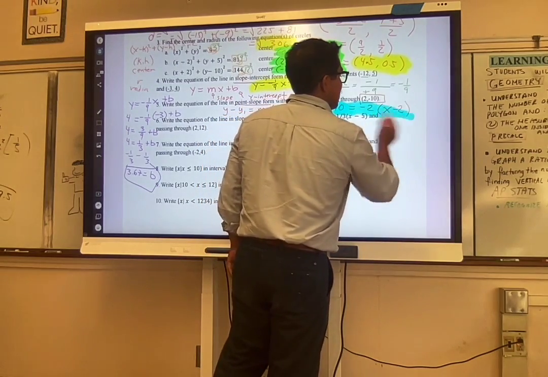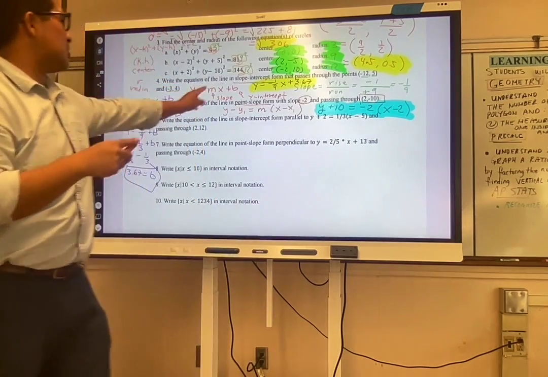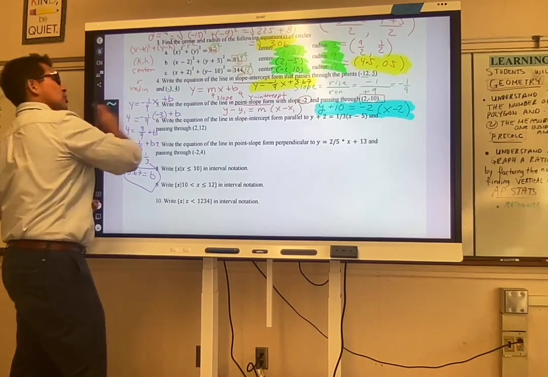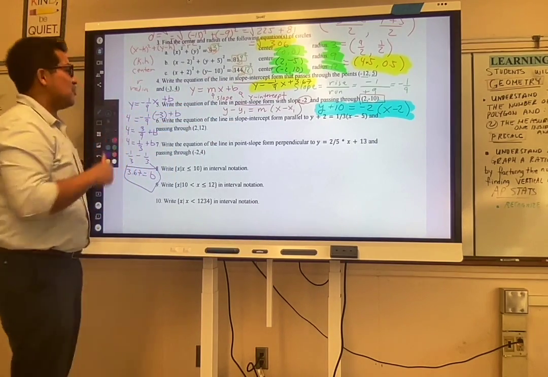Okay? So yes, I am a fan of point slope form. It is so much easier to work with than slope intercept form. I wonder why we always do this in Algebra 1 instead of that in Algebra 2. Okay, moving on. Question 6.